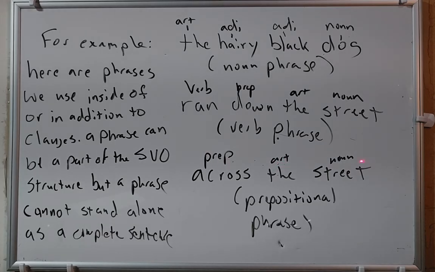And also there's another rule. The subject noun cannot be with a preposition. Again, the subject noun cannot be with a preposition. This has to be the O. And this is called a prepositional phrase. Again, a phrase is a group of words that cannot be a complete sentence.